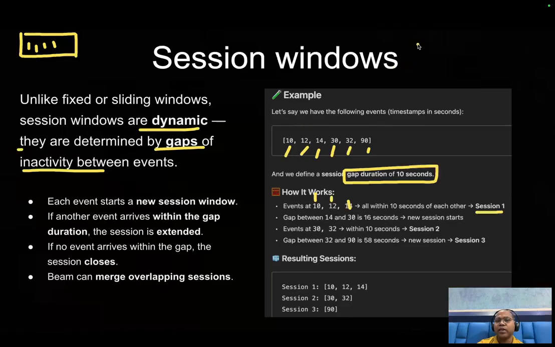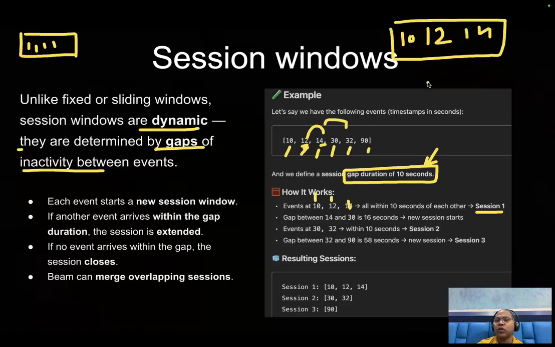Notice 10 is here, and the next comes after 2 seconds, so 12 also comes under the same window. After 2 seconds again comes 14. Then the next comes after 16 seconds. The gap is 10 seconds, which means the current running session is going to close, because the next element does not come within the 10-second gap. Our gap duration is 10, so our current session is going to close.